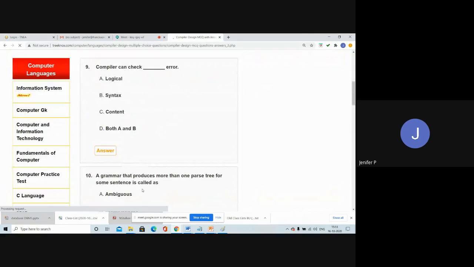compiler can check what errors. Okay, it can check for logical types of errors. I think you have seen this. The various errors are, first one is lexical error. That is, errors will be encountered in the first 3 phases. That is, whatever errors come in the analysis phase will be encountered and rectified within that itself. Okay, so lexical errors. Then the second one is syntactic errors, and the third one is semantic errors.